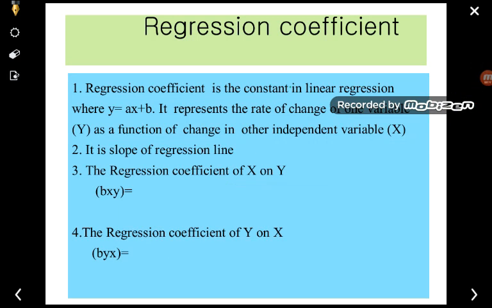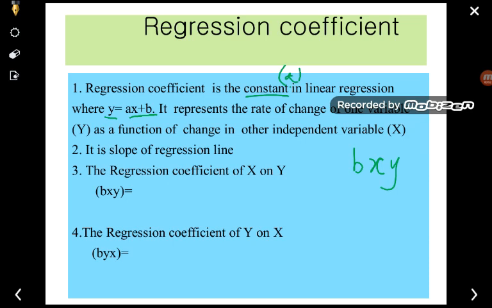The regression coefficient is the constant a in the linear regression where y is equal to ax plus b, and it represents the rate of change of one variable y as a function of change in the other independent variable x. Today we are going to find out the regression coefficient, and it can be represented by means of bxy.